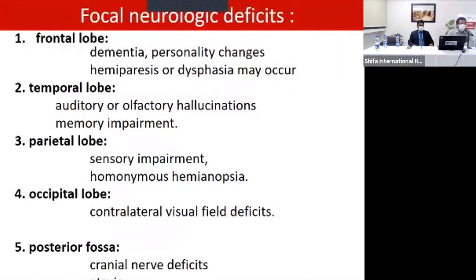The focal neurological deficits related to the lobes are as follows. Frontal lobe tumors usually present with dementia, personality changes, hemiparesis, or dysphasia may occur if they involve the left or the dominant lobe. Temporal lobe tumor patients present with auditory and olfactory hallucinations and memory impairment. Parietal lobe patients present with sensory impairment, homonymous hemianopsia. Occipital lobe patients present with contralateral visual field deficits, and the posterior fossa lesions present with cranial nerve deficits and ataxia.